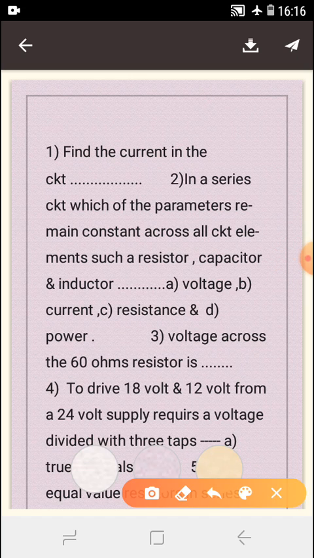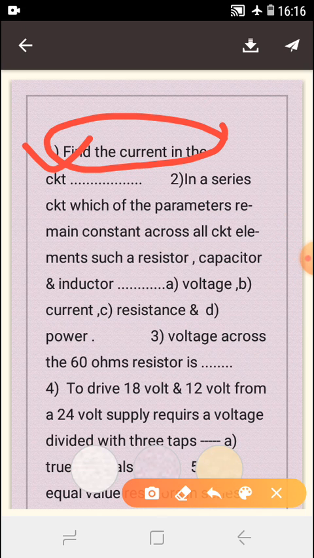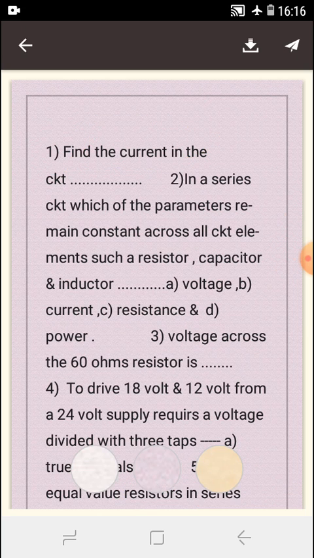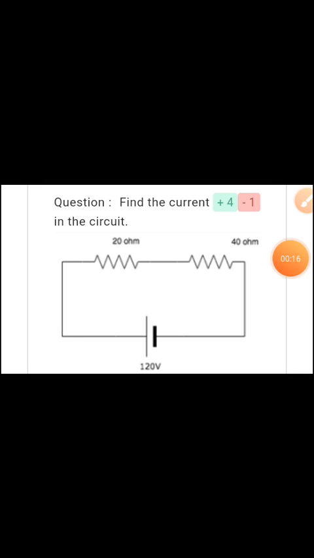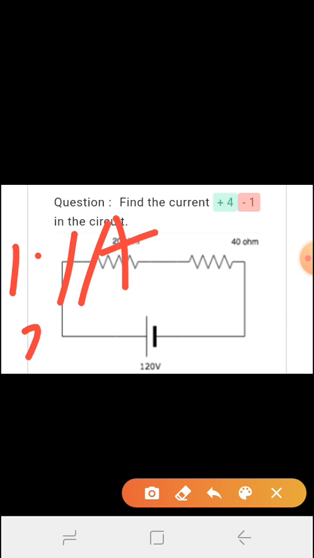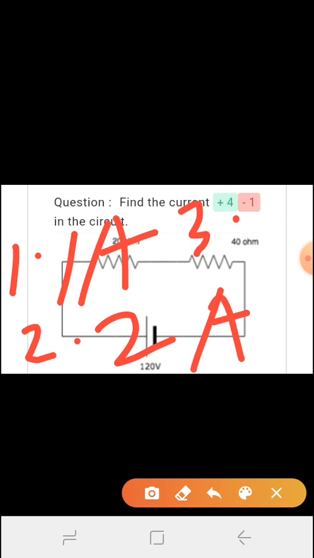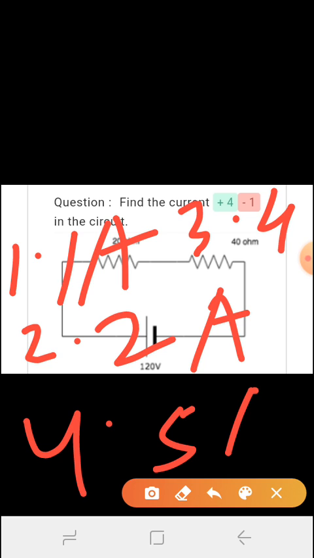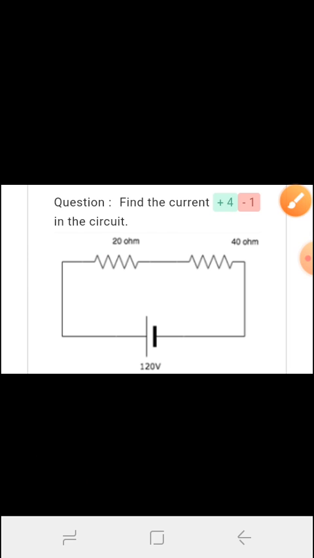First question, find the current in the circuit. Options are option 1, 1 amp. Option 2, 2 amp. Option 3, 4 amp. Option 4, 5 amp.